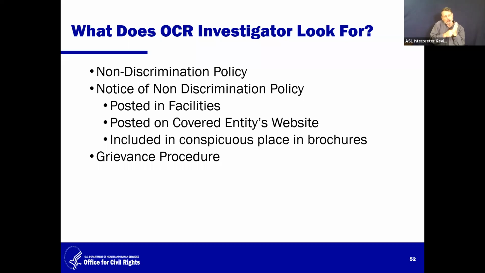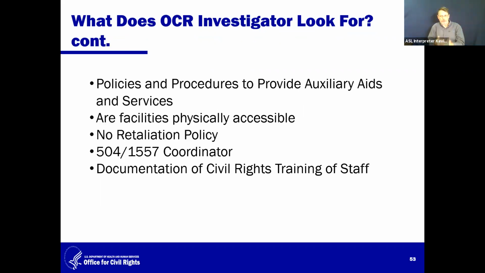Covered entities are also required to have a written grievance procedure under Section 504 and Section 1557. The procedures must include due process. Covered entities are to publish or post a notice of the grievance procedure. We also look to see policies and procedures to provide auxiliary aids and services to assure effective communication. We look to see whether facilities are physically accessible. Does the covered entity have a no retaliation policy?